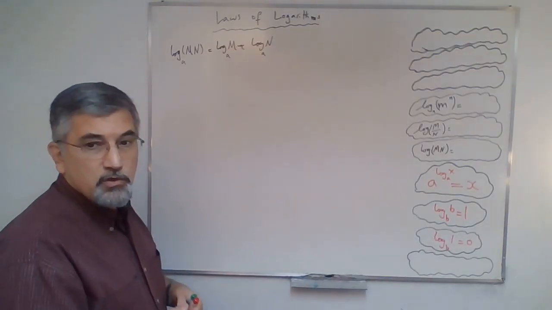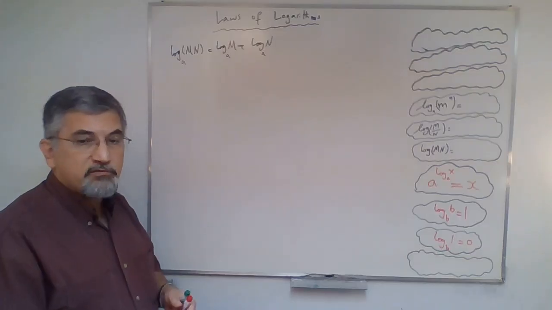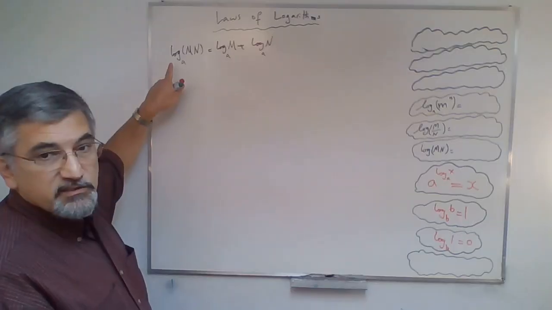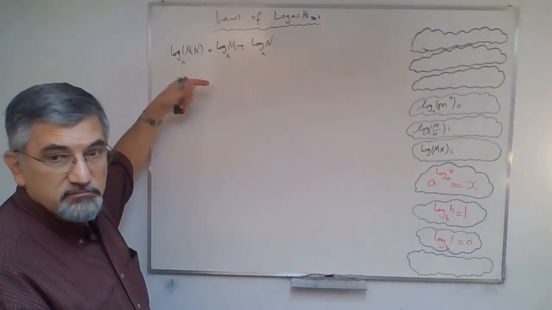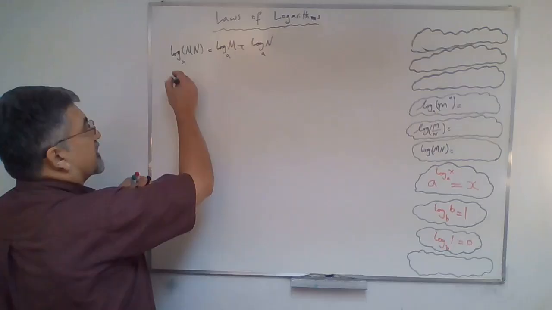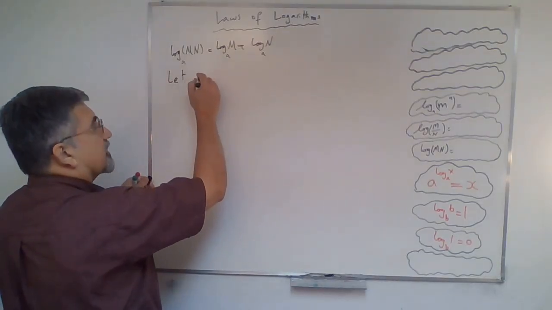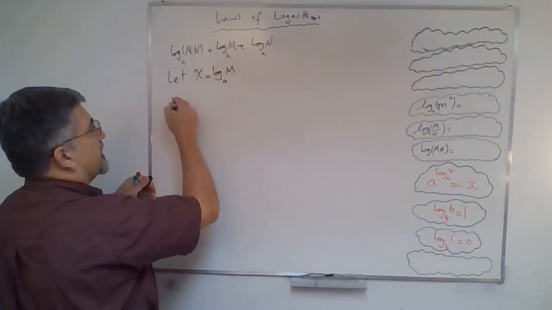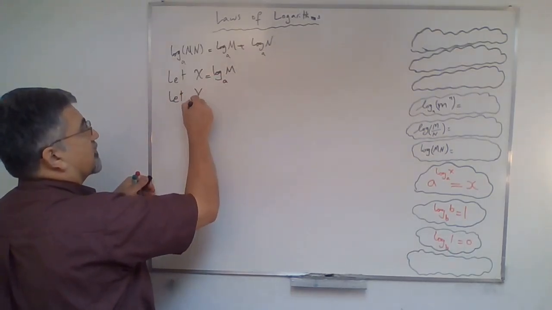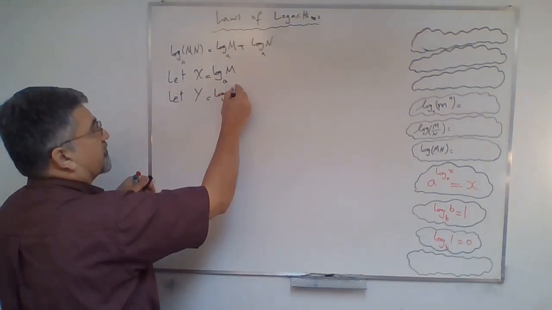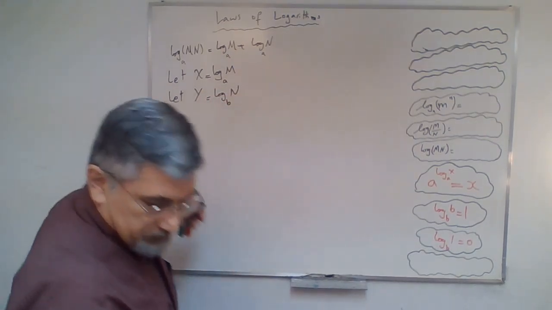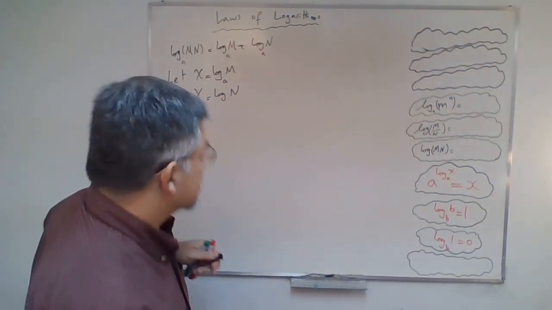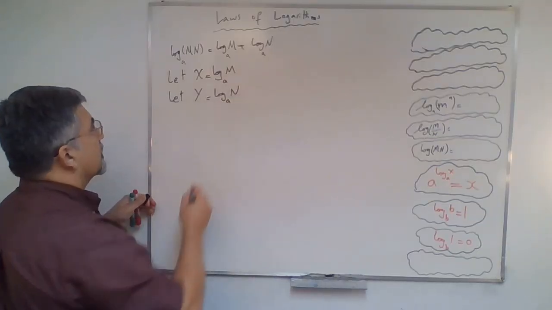So in order to prove this law of logarithm, which is known as the product law of logarithm, because we are finding the logarithm of a product naturally, we're going to say let x equal log of m base a, and also let y equal log of n base a. Okay, that's what we are going to assume.